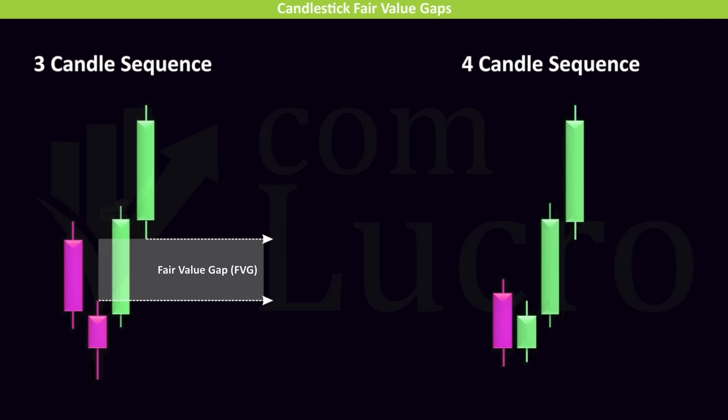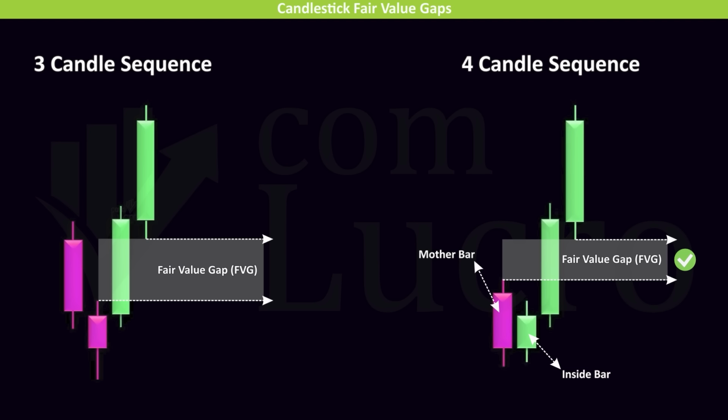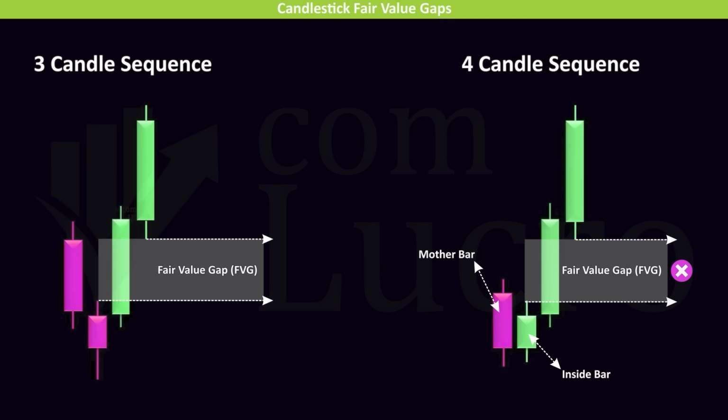There is one exception, where a 4-candle sequence must be considered to identify a valid fair value gap. When the first candle in a 3-candle sequence is an inside bar that forms within the range of the previous mother candle, we need to analyze a 4-candle sequence to mark the correct zone. In situations like this, if we ignore the mother candle when drawing the fair value gap, the result will not be accurate or optimized. For example, in this case, if we focus only on the 3-candle sequence and disregard the red mother candle, the identified gap would be incorrect.